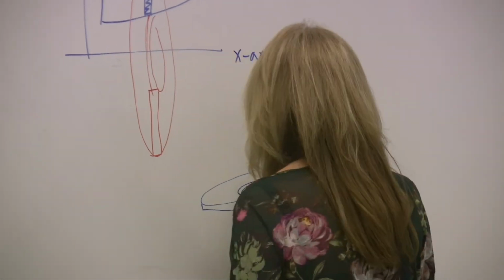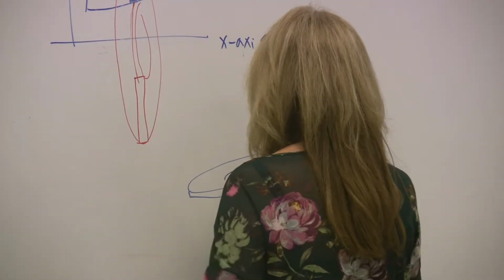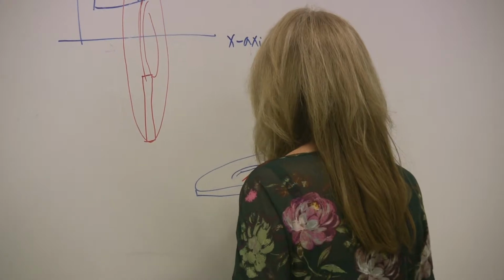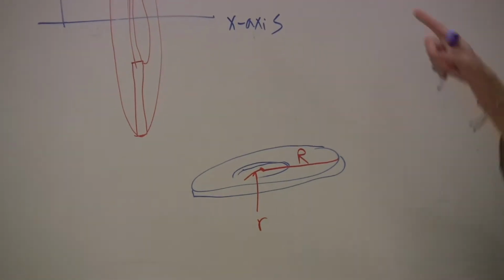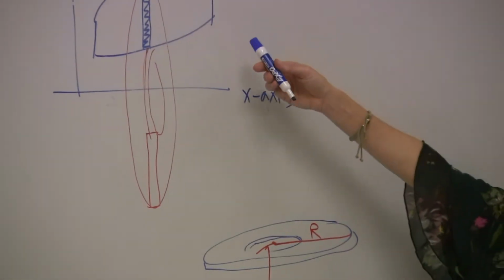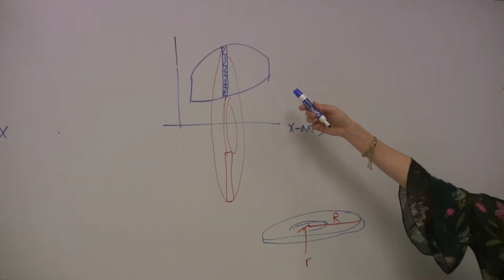Oh, I stepped away. Little r. Well, we could do R1 and R2. That's fine. Where on this picture are the r's? Capital R and little r.